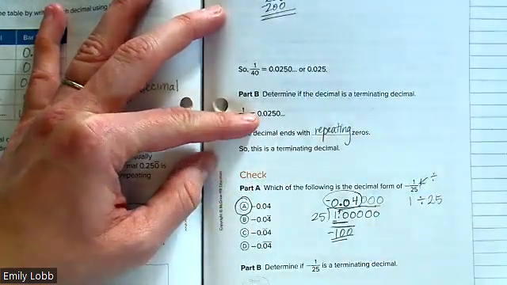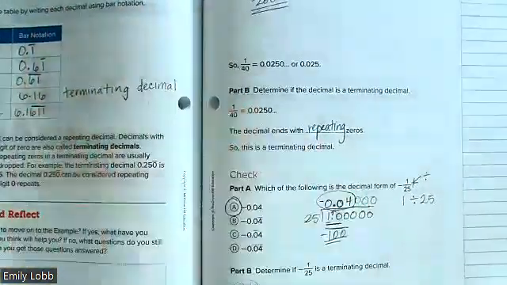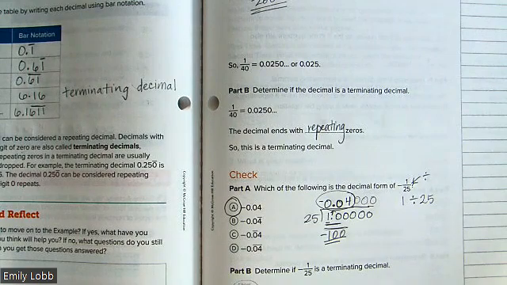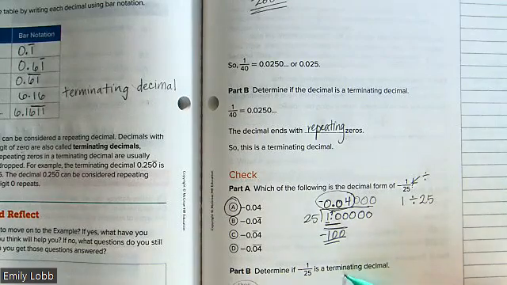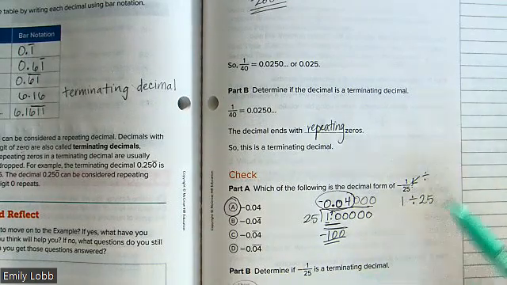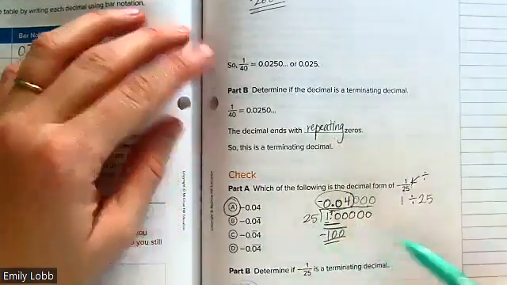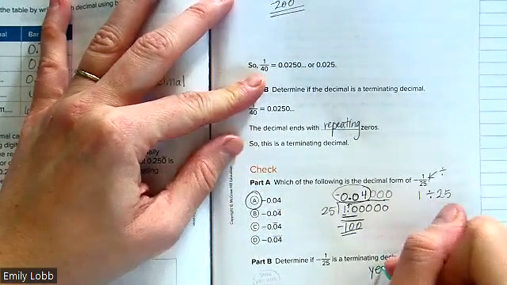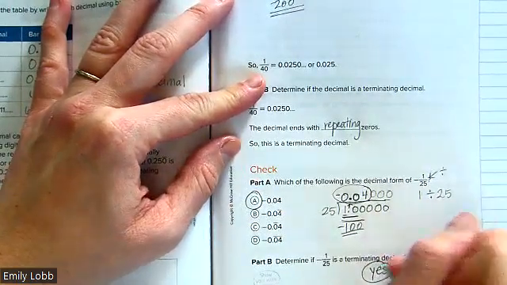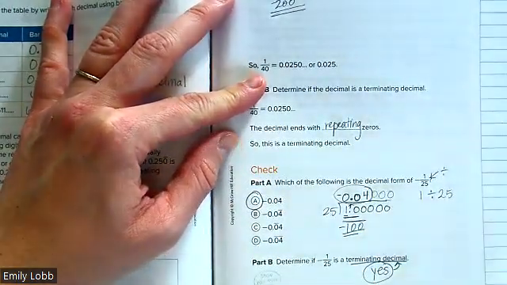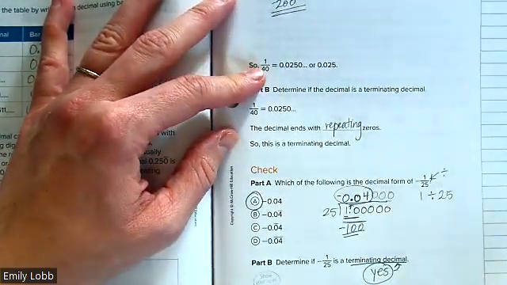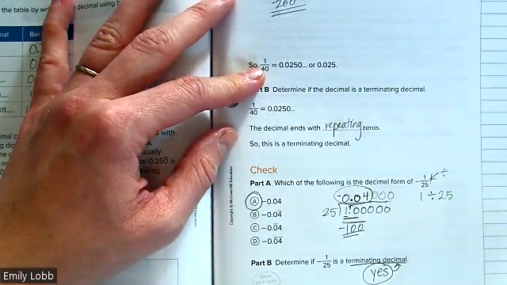Does that make sense? Do you see how we could do long division? Do you understand how to do long division, or are you skipping right to a calculator? What do you think? Probably a calculator. All right, determine if it's a terminating decimal. If it ends in zeros, it terminates. So is it terminating? Yes, it's terminating. Everybody good on example 1? Hopefully.